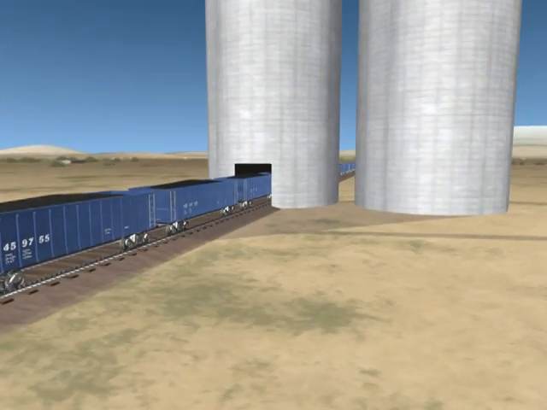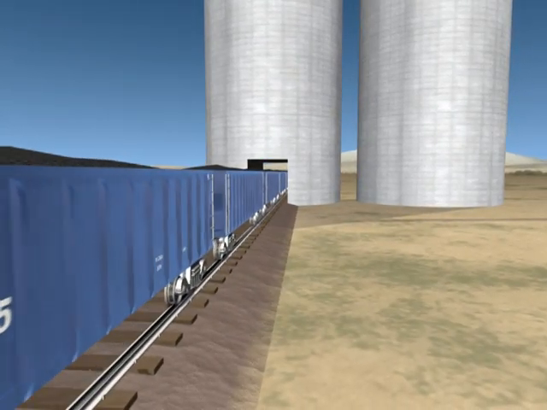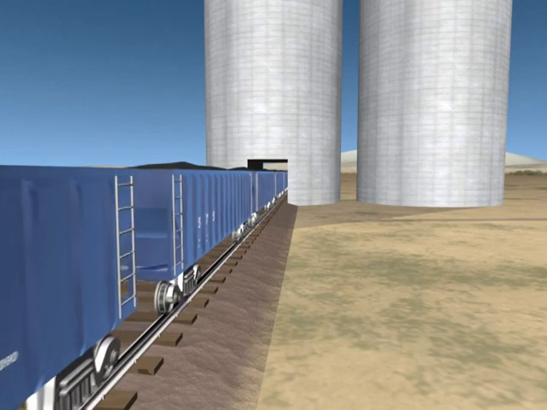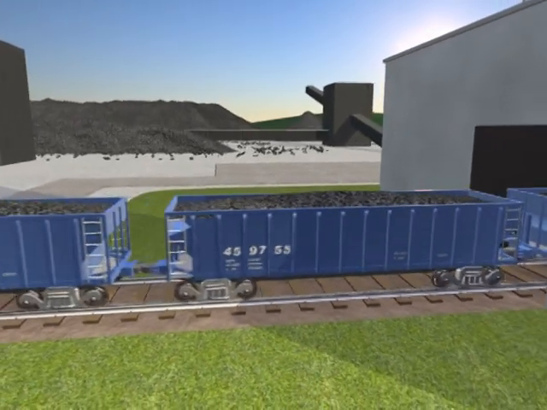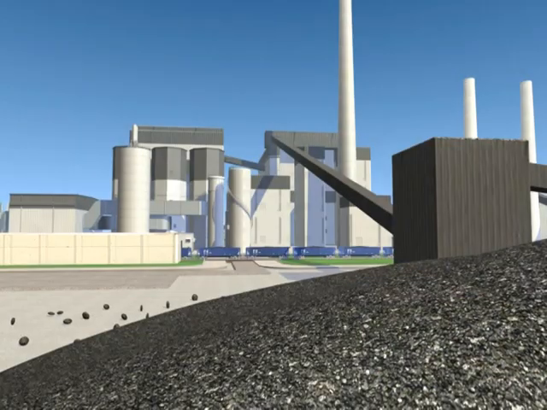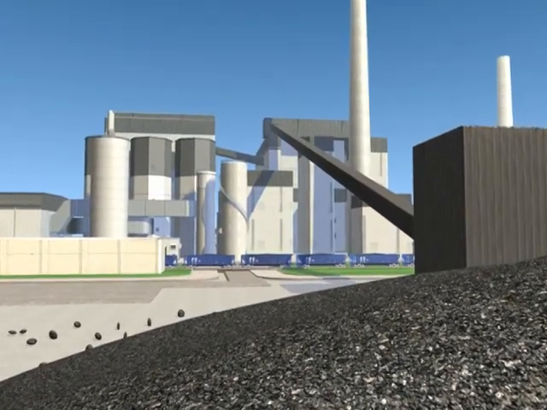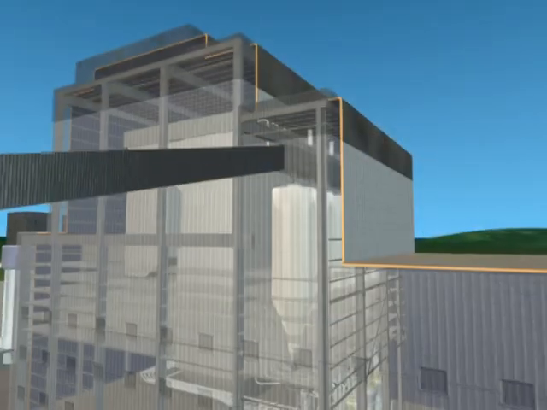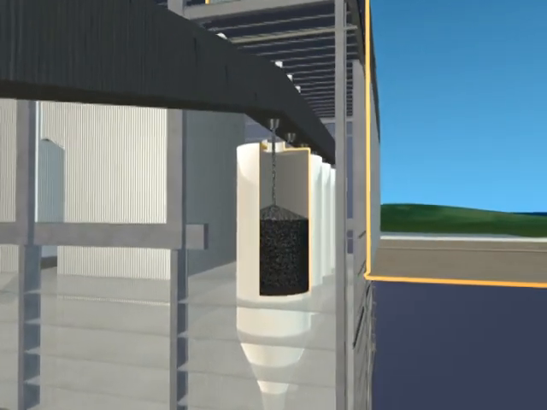Most coal in the United States is transported by train. However, coal also can be shipped by barge, ship, or truck. The coal arrives at the power plant and is unloaded into a storage area. When needed, it's moved by conveyor belt from the storage area to bunkers in the plant. Bunkers typically hold enough coal to fuel the power plant for approximately half a day.